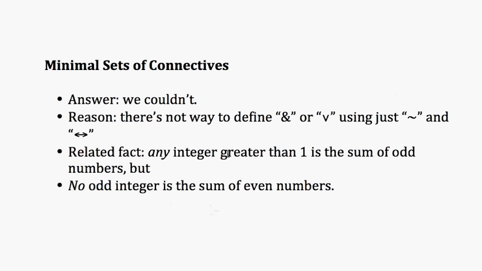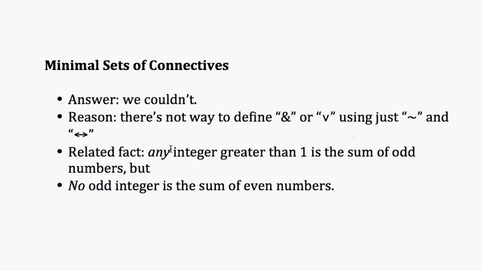Well, the answer is that we couldn't. And we won't go into this in detail, but briefly the reason is this. If we have just the not and the double arrow, there's no way to define and, there's no way to define or. More generally, there's no way to define a connective that's true in 3 out of 4 rows, like or, nor to define one that's false in 3 out of 4 rows, like and. You can't do either of those things. We could talk about why, but I'd like you to just ponder that on your own.